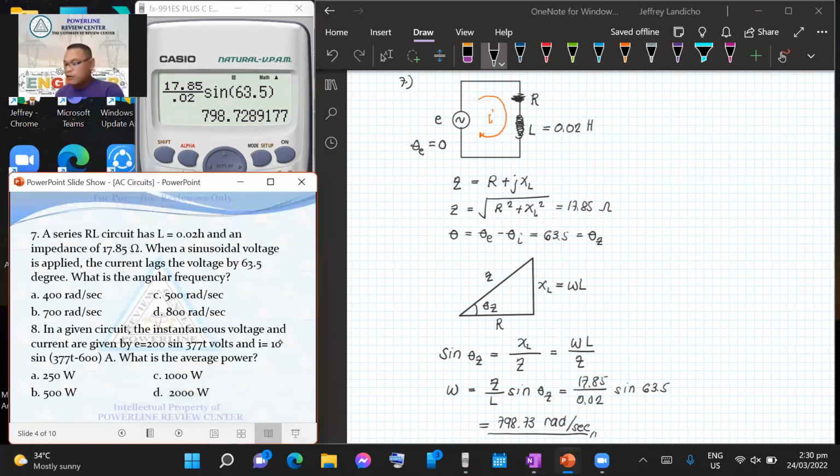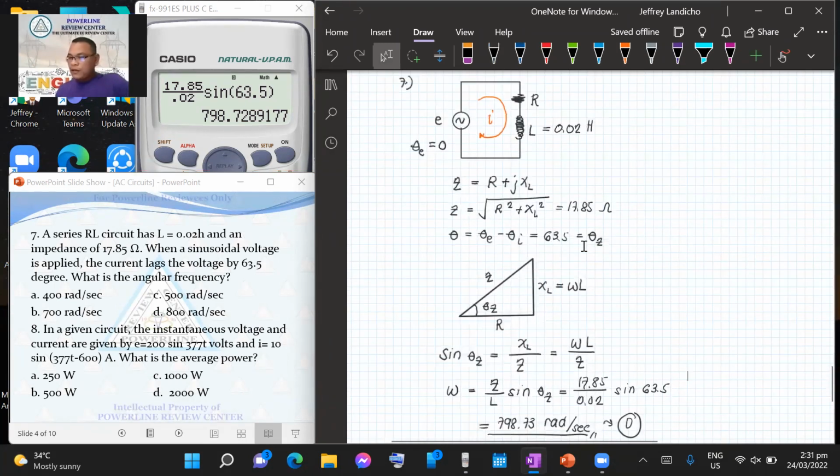So based on the following choices, you may consider that is what? Okay, nakuha ba? Any question regarding problem number 7? So yun lang siya, kapatid. So using impedance triangle, madali nating nakuha yung ating angular velocity. So take note, the phase angle or the phase difference between the voltage and current always represent the angle of your impedance. Kaya pwede na natin gamitin talaga impedance triangle. Okay, so iwanan ko si problem number 7. Let us try number 8.